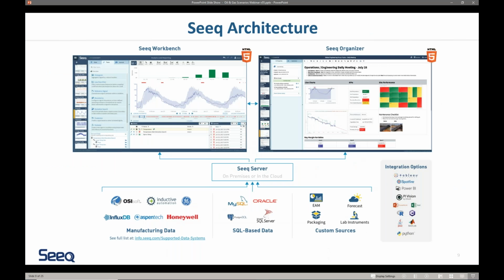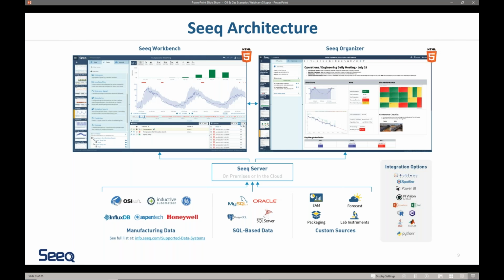From a perspective of Seeq, for those that aren't familiar with the application, this is a quick overview of what our architecture looks like. Seeq is a browser-based application that has two parts to it. You see that on the top of the screen. We have our workbench, and this is where you're going to bring your data in and do the analysis. A lot of the examples we're going to look at today are going to focus in that workbench environment and show you how we come up with those solutions.